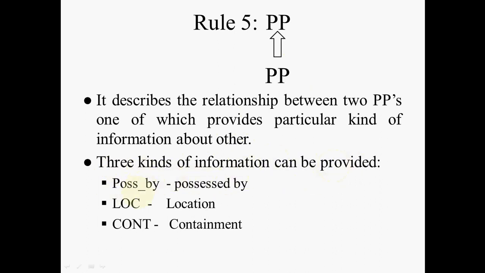There are three kinds of information that can be provided. One is possessed by, or pos underscore by. When you write pos underscore by here, it simply means that this PP or this object is possessed by this object. The second kind of information is LOC. LOC stands for location. When it is written here, it tells the location of the first object with respect to the second object. And CONT stands for containment. It tells you which object is contained in which object.